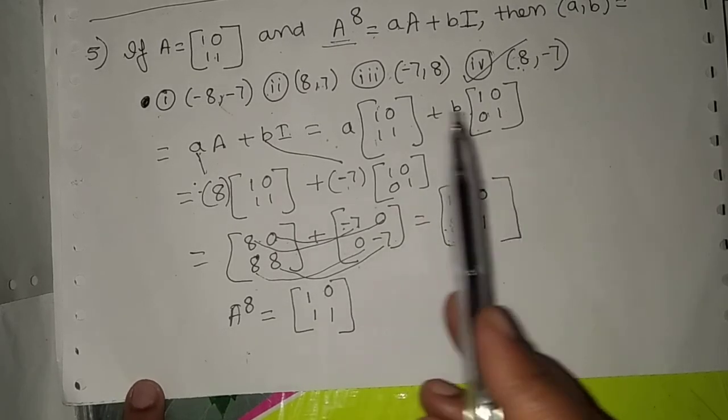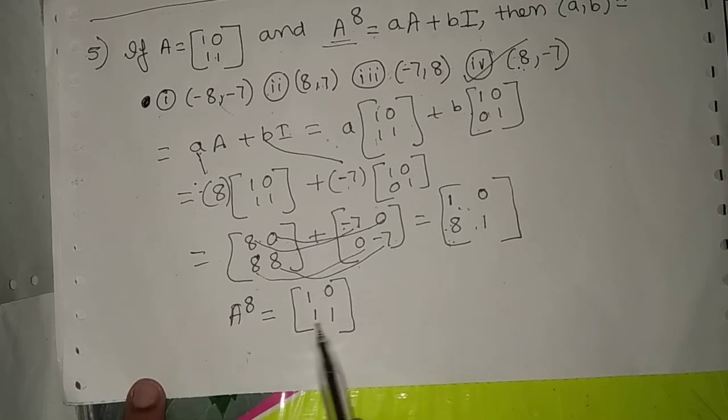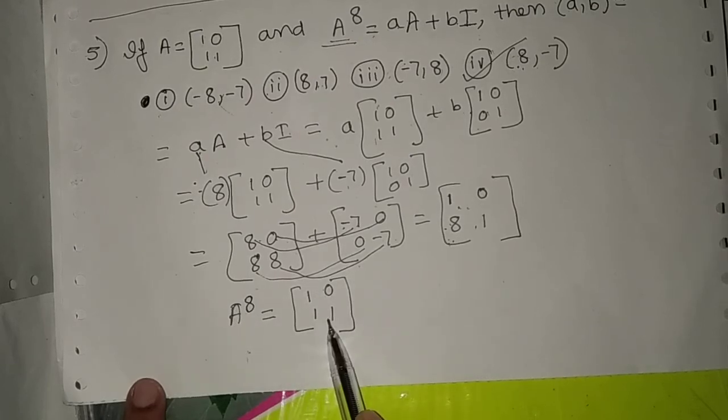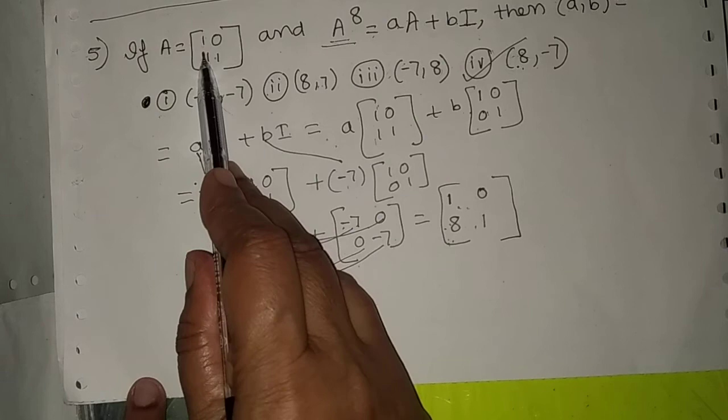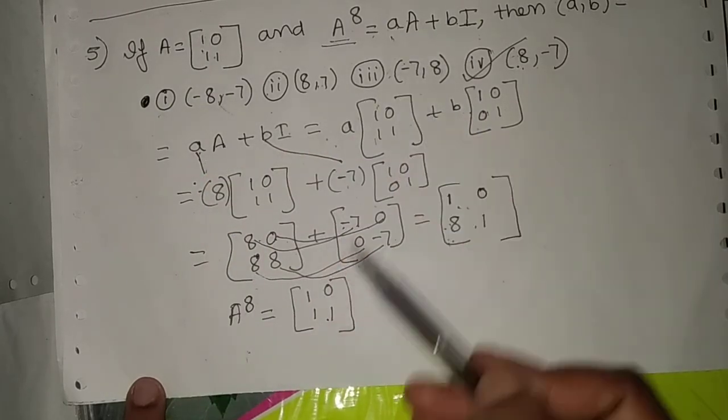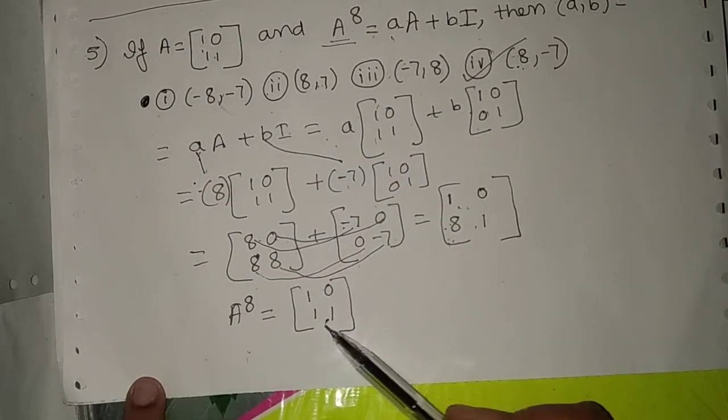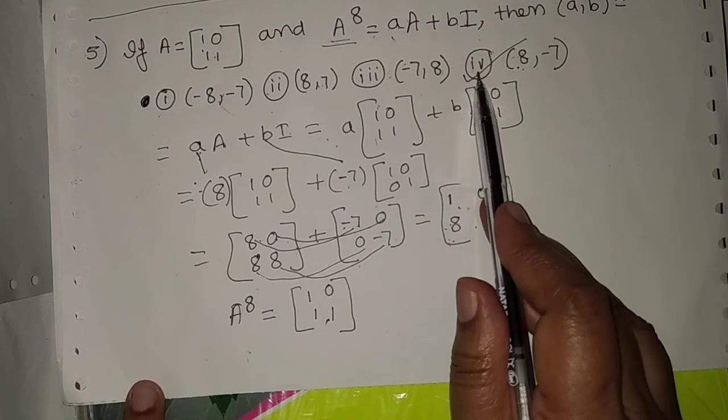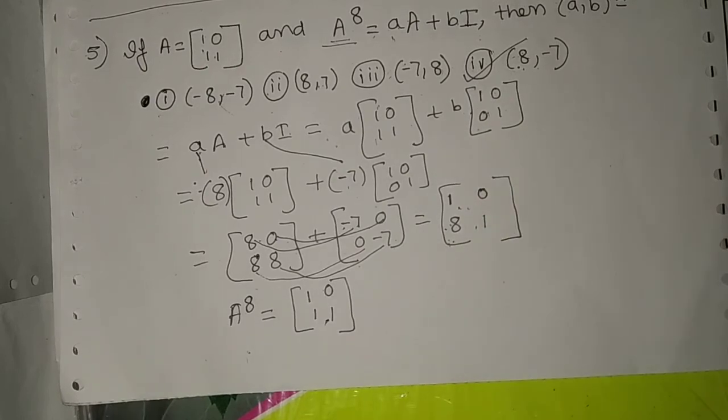So this can be written as A power 8. This is in this form. Then this is the A power 8. So option, which one? The 4th is the correct answer. So this is part 7 we completed regarding the chapter matrices and determinants.